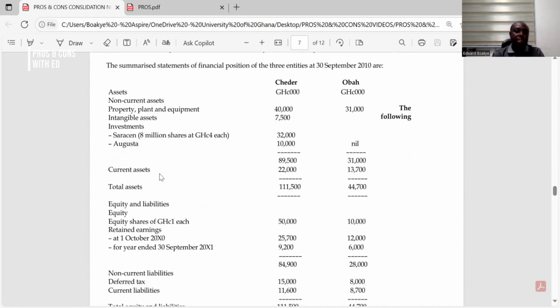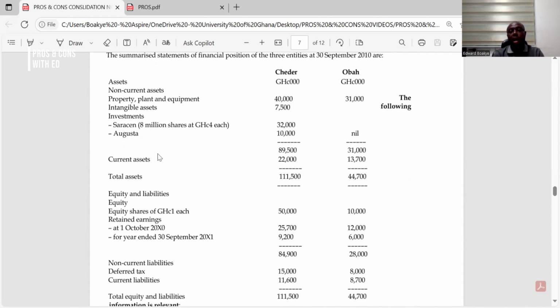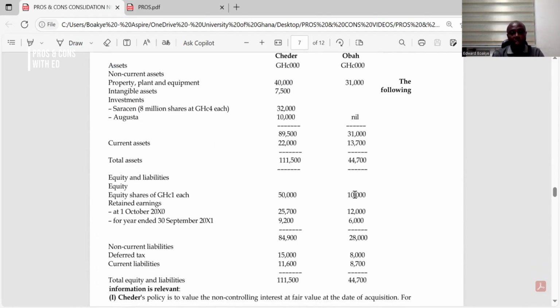So Cheddar purchased 8 million in Oba. And Oba has how many shares in their company? Oba is having 10,000 shares, right? This is a statement, so this is a value. But how do we get to know the shares of it? We will have to use the value that we see here. The equity shares is at 1 cedi. And if it is 1 cedi and we have 10,000, it means the shares is 10,000.